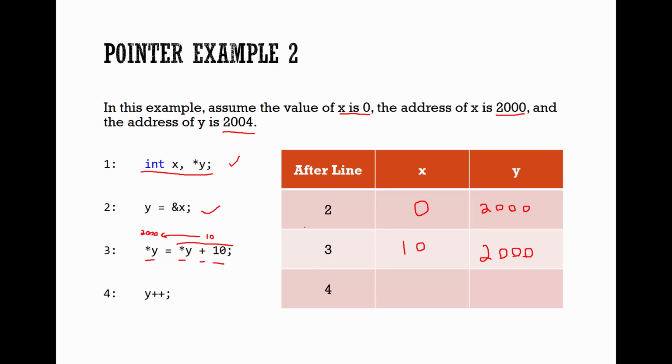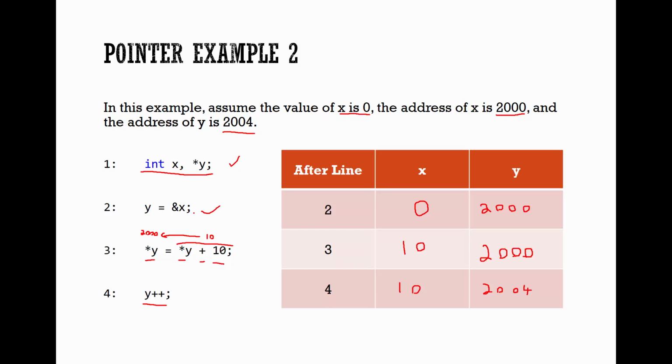Last thing we have here is a y++, and this will be a little bit weird. So y++, we're leaving alone x, so this time we can kind of leave the 10 here. But then y++, what will that do? What happens is that y is going to change its address inside. So what I'm going to actually write here is 2004, because x is an integer, y is a pointer to integers, and integers take 4 bytes.